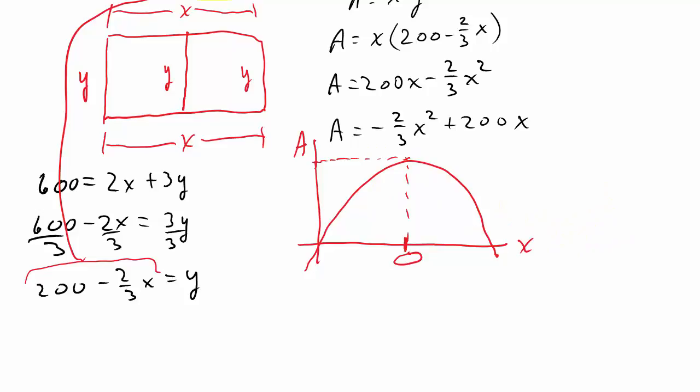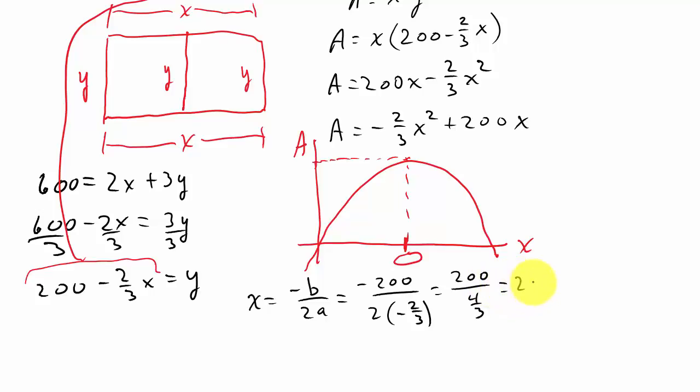Remember how to find the x coordinate of the vertex: x is minus b over 2a. So that's going to give me negative 200 over 2 times negative 2/3, which is 200 over 4/3. I made it positive because a negative over a negative is positive. So this is 200 divided by 4/3, or times the reciprocal, 3/4, which equals 150 feet.